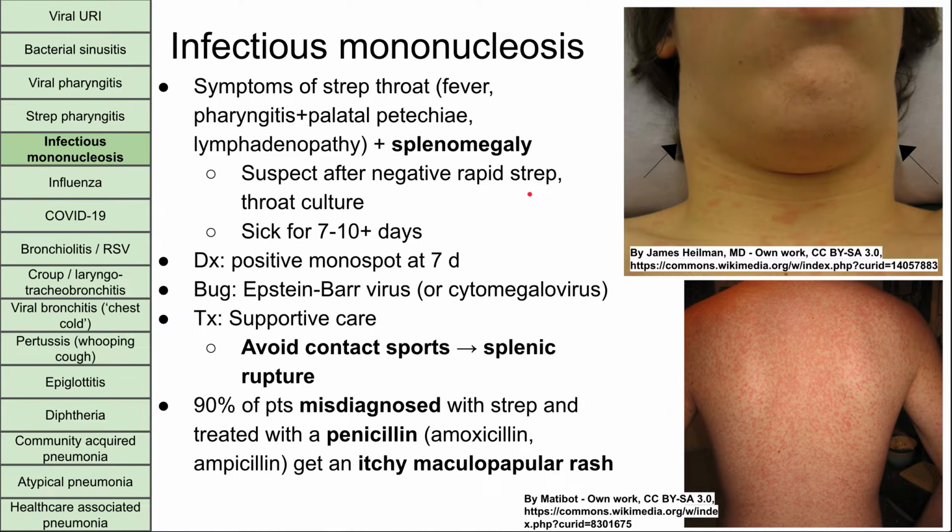This is something you might suspect after getting a negative rapid strep test and a negative throat culture. If a patient still feels pretty bad, they might have had mono, and these patients are usually sick for at least 7 to 10 days, sometimes more. You don't necessarily have to do a monospot, but you can have a positive monospot test at or after 7 days of illness.